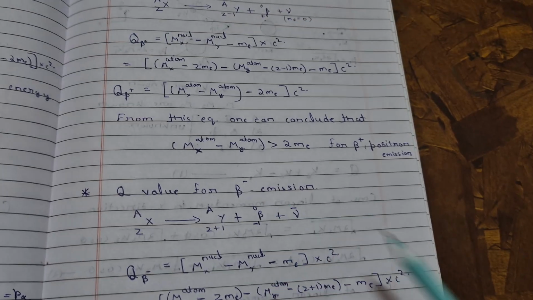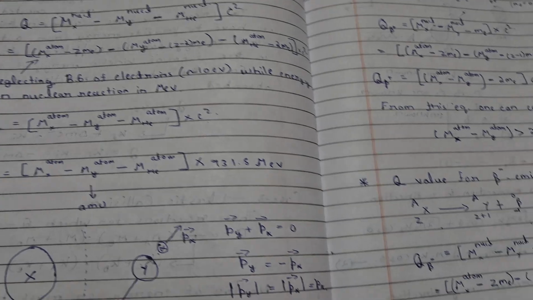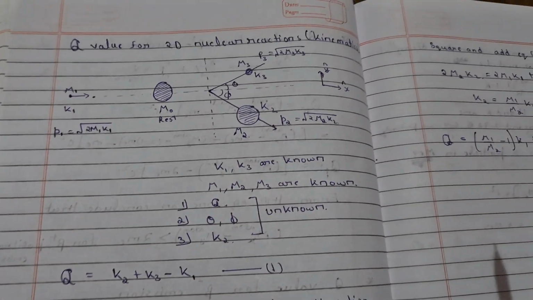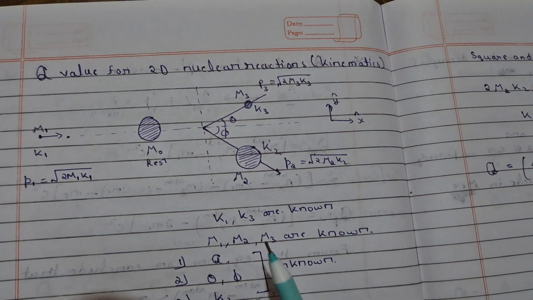So you must remember these formulas for different kinds of decay. They will ask you directly, and you can solve them. Now there is one more thing today. That is the Q value for 2D nuclear reactions.